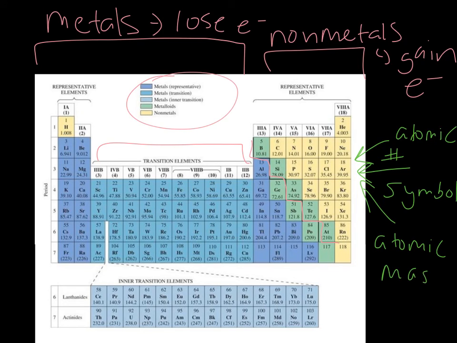So if we remember back when we talked about electrons, protons, and neutrons, the protons and neutrons are so much larger in size and mass than the electrons that the mass is basically from the protons and the neutrons. So 39.95 is the number of protons plus the number of neutrons.